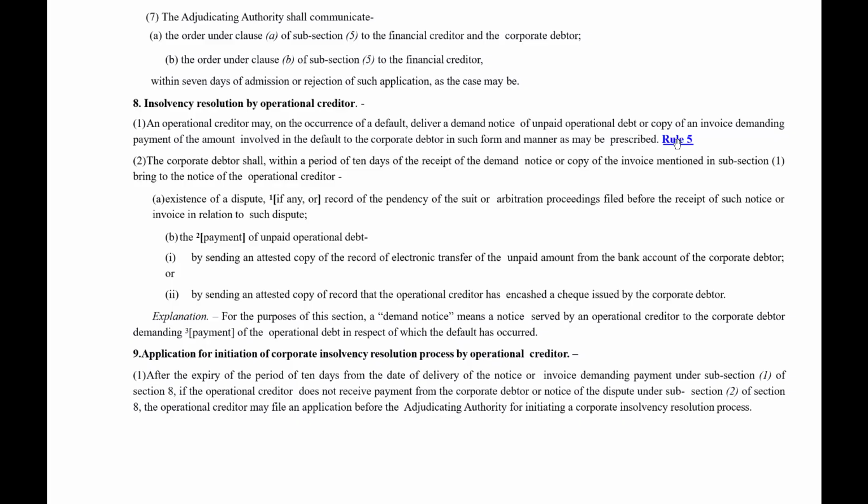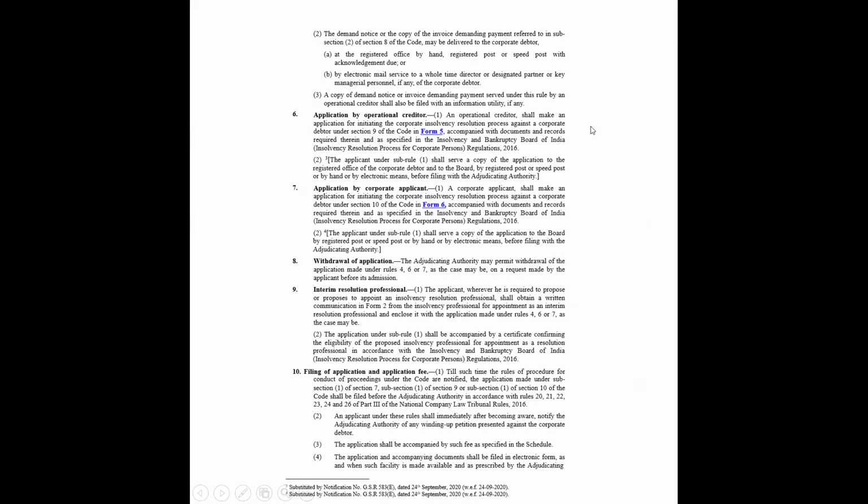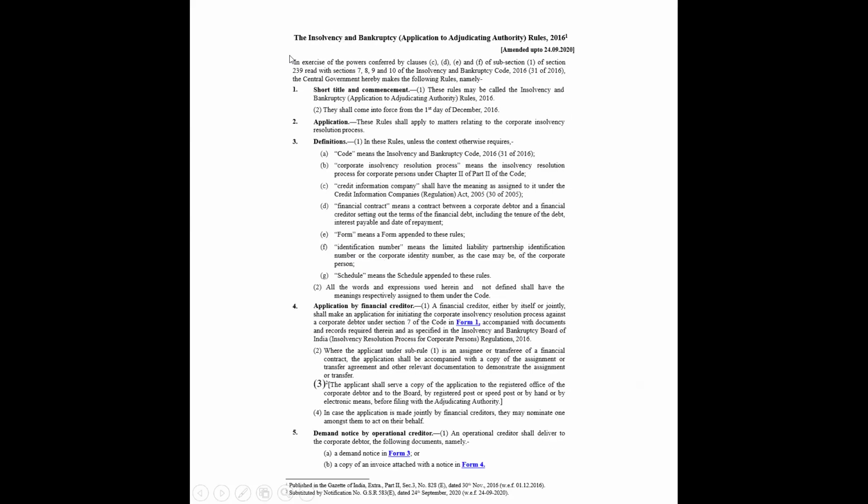Now let us see rule 5 also. So what does rule 5 say? This is rule number 5. It says demand notice. An operational creditor shall deliver to the corporate debtor the following documents, namely a demand notice in form number 3, or a copy of an invoice attached with the notice in form number 4.